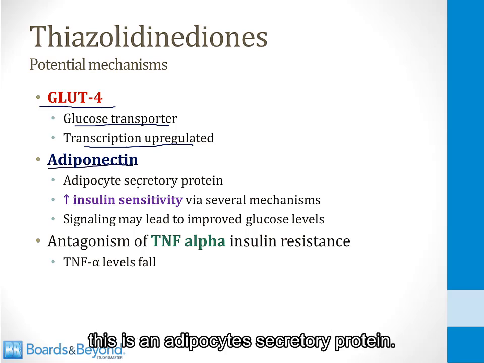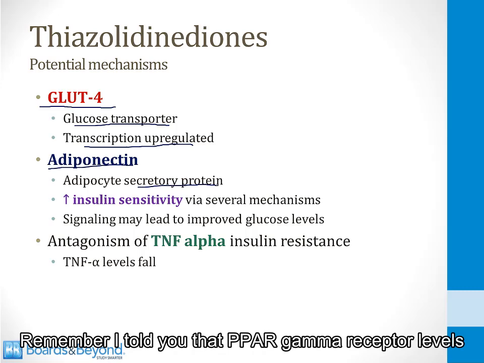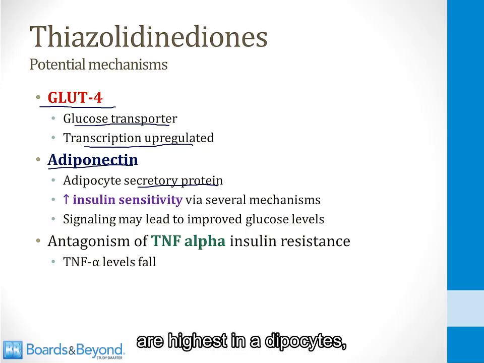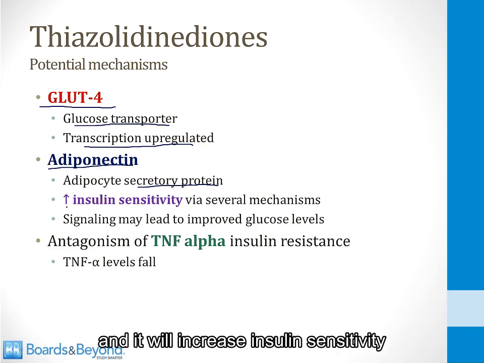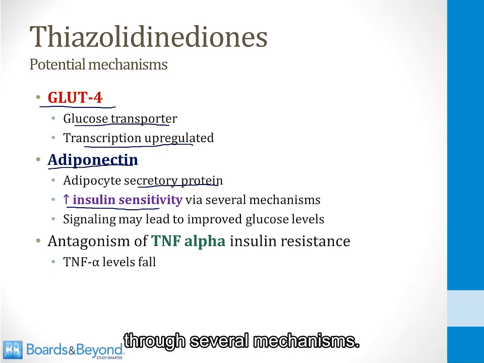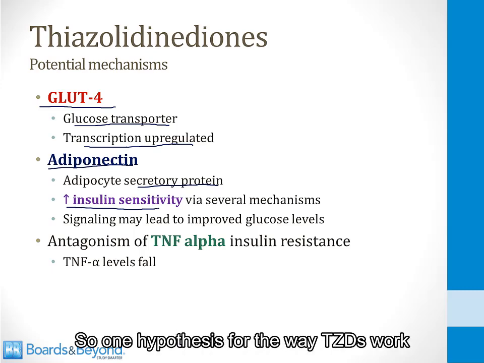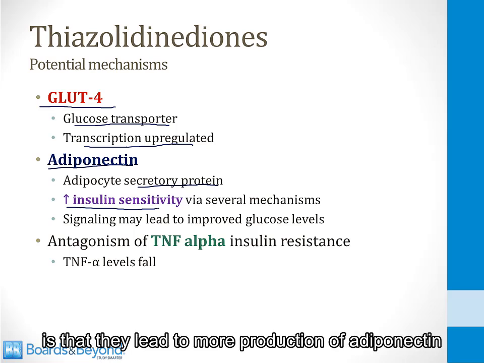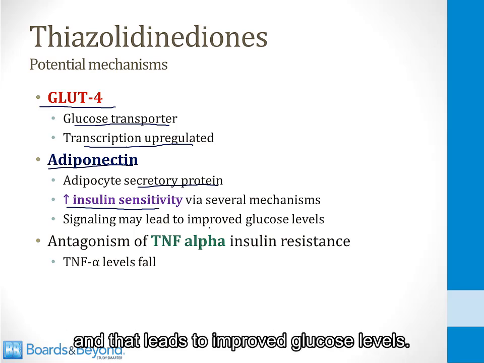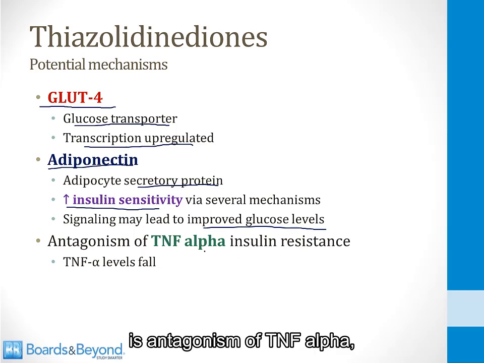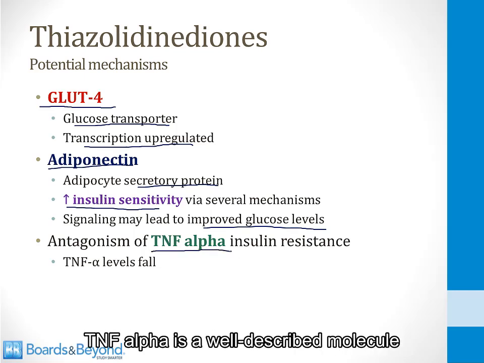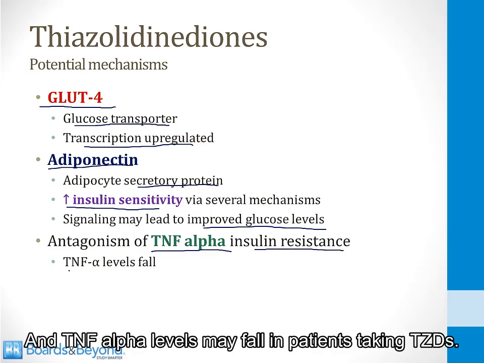This is an adipocyte secretory protein. Remember, I told you that PPAR gamma receptor levels are highest in adipocytes, and adipocytes can secrete adiponectin, and it will increase insulin sensitivity through several mechanisms. So one hypothesis for the way TZDs work is that they lead to more production of adiponectin, and that leads to improved glucose levels. Another mechanism that's been proposed is antagonism of TNF-alpha. TNF-alpha is a well-described molecule that leads to insulin resistance, and TNF-alpha levels may fall in patients taking TZDs.